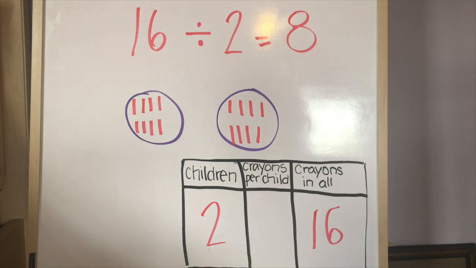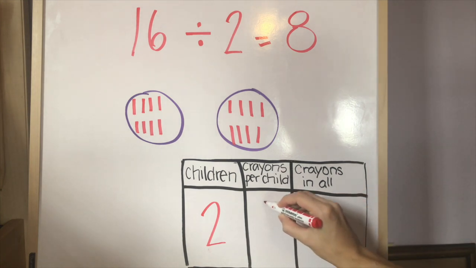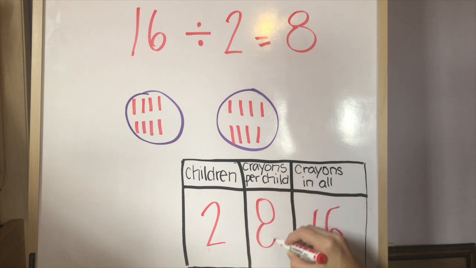Then we divided and we drew pictures to help us. So the last box in our diagram says crayons per child. How many crayons did each child receive equally? Each child received 8 crayons.